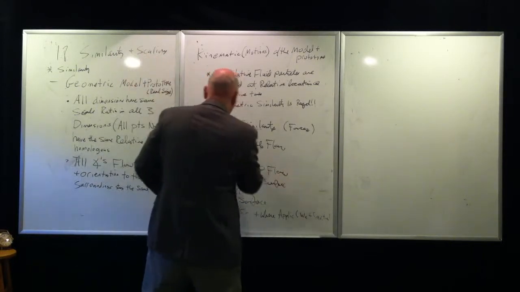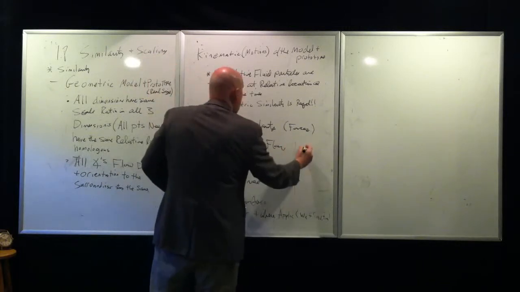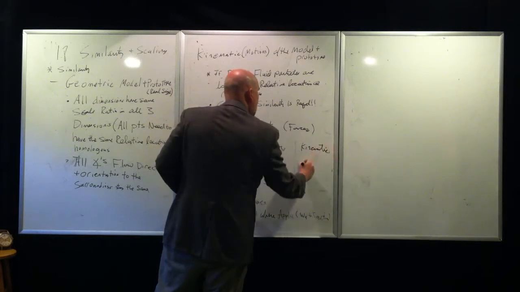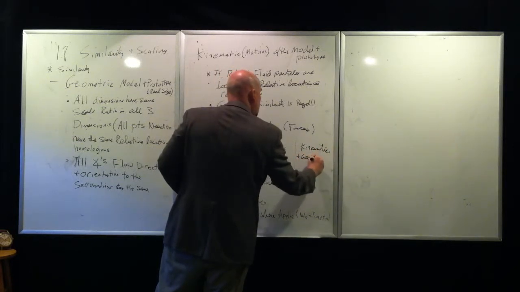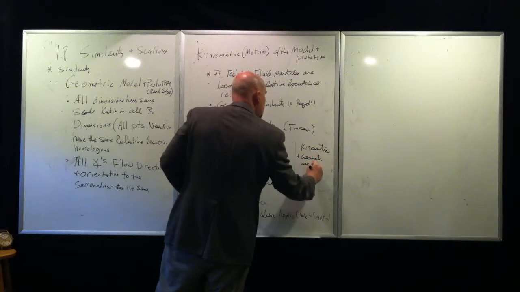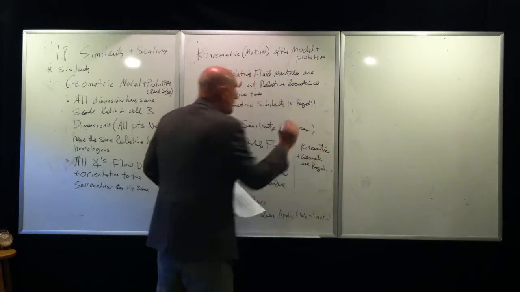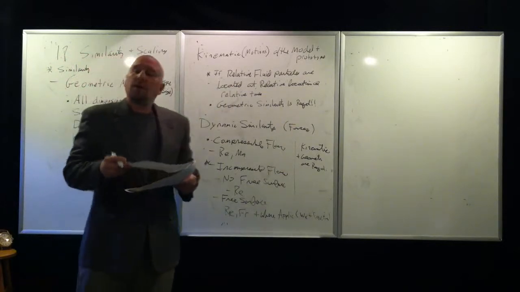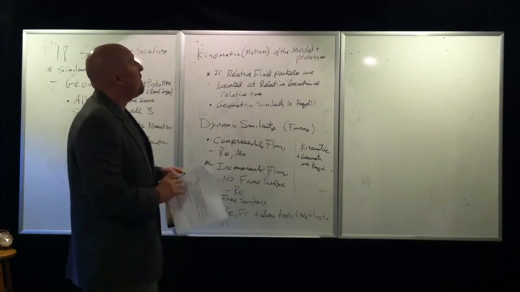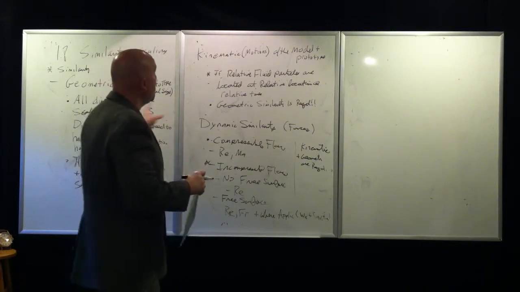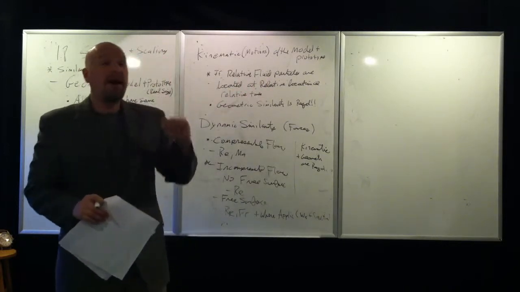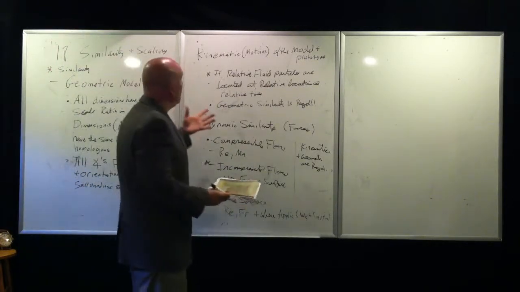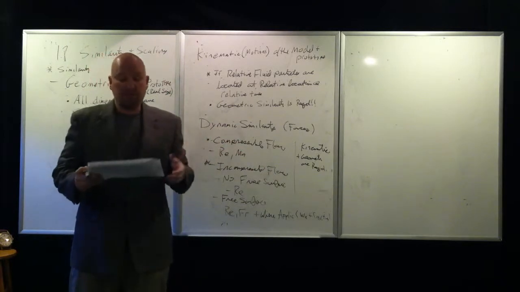And again, for dynamic similarity, kinematic and geometric similarity are required. So, to have our non-dimensional numbers between the prototype and the model, they have to be equal. So let's go through an example of where this would be the case.